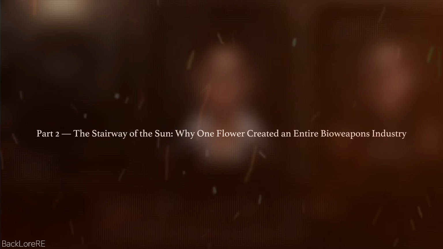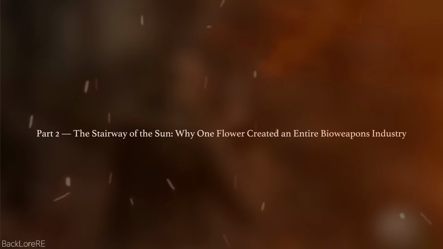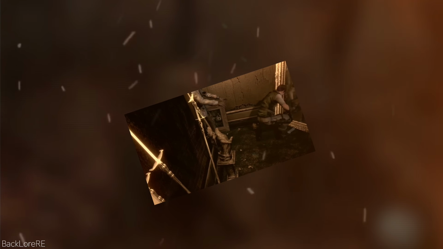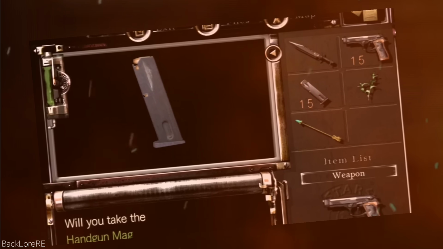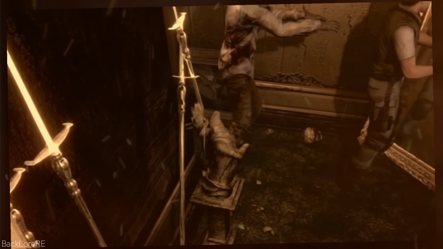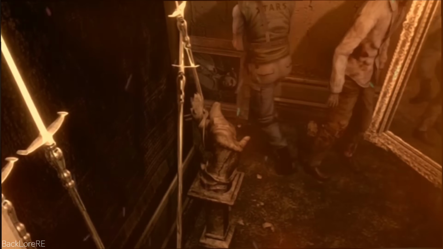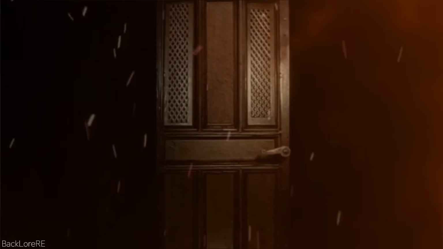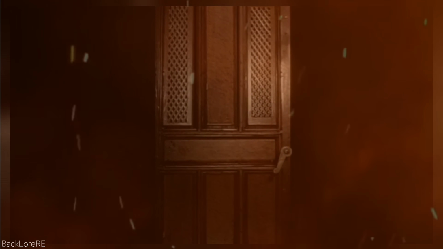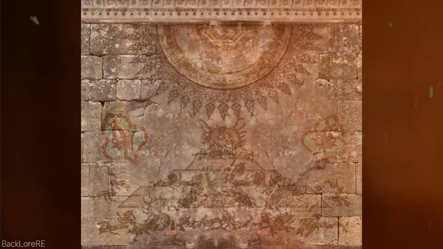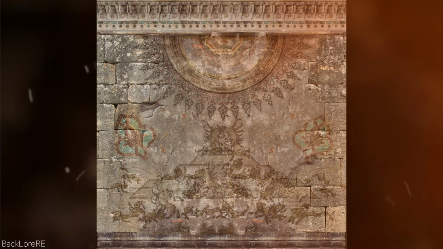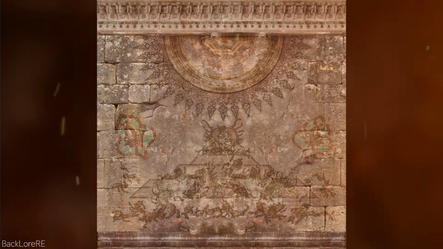Part 2. The Stairway of the Sun. Why one flower created an entire bioweapons industry. Long before it became the foundation of a global bioweapons industry, the Stairway of the Sun was simply a flower growing in an isolated part of Africa, tied to a cave system that had kept it largely undisturbed for an enormous stretch of time. Its historical isolation is part of what made it so significant once modern researchers finally found it. Nothing about it had been studied, catalogued, or exploited by anyone with the scientific tools to understand what it actually was.